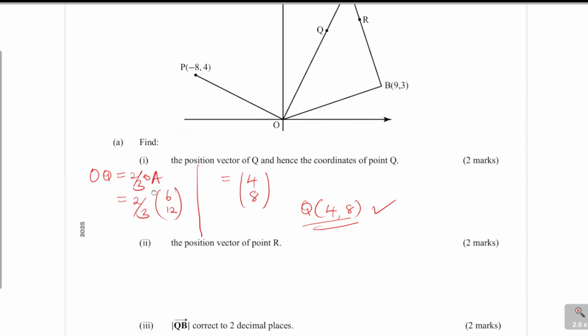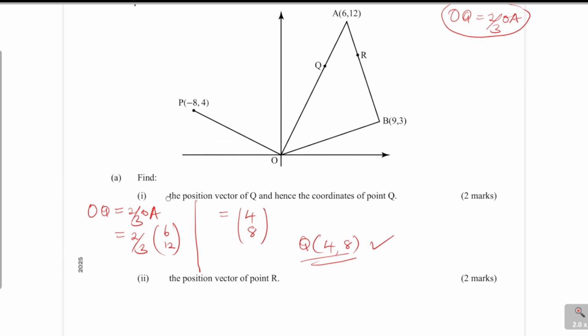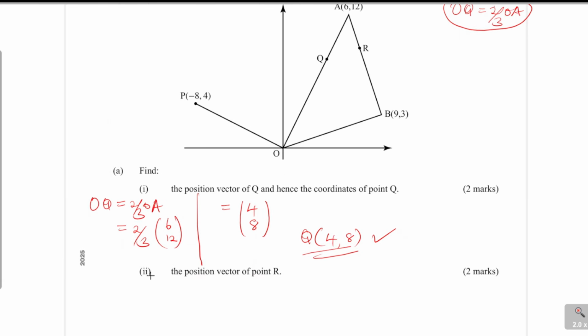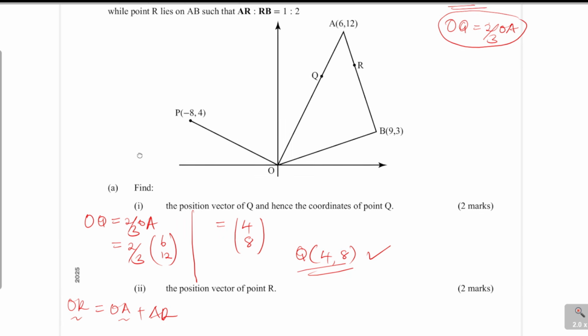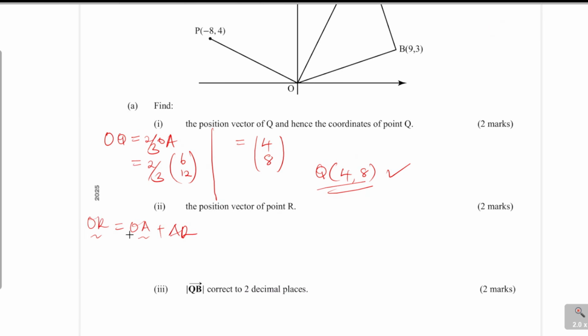The next question is the position vector of point R. That means we are required to get OR. How do we get OR? You want to move from O to R, so from O to A plus A to R. You already know vector OA is (6, 12) from the diagram. So this will be (6, 12) plus AR.